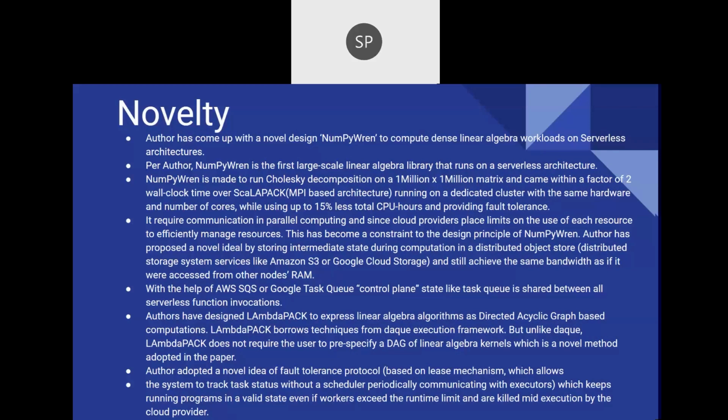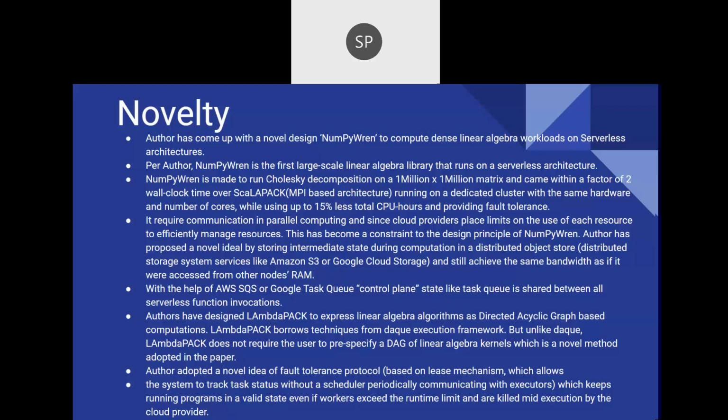The author's novel design, NumPy, computes linear algebra workloads on serverless architecture. Per the author, NumPy is the first large-scale linear algebra library that runs on a serverless architecture. In the paper, NumPy is made to run on Cholesky decomposition of a size 1 million cross 1 million matrix and came within a factor of 2 wall clock time over ScaLAPACK, which is an existing MPI-based architecture running on a dedicated cluster with the same hardware and number of cores, while using up to 15% less total CPU hours and providing fault tolerance.